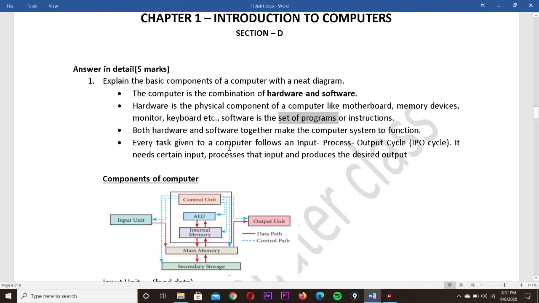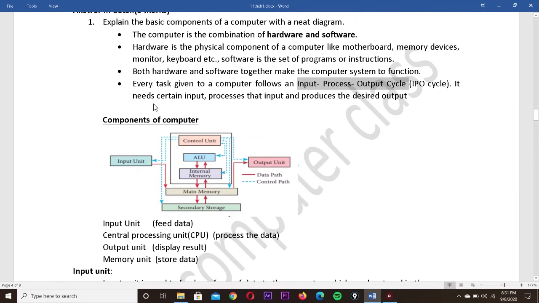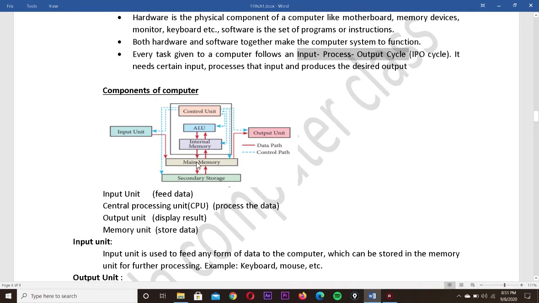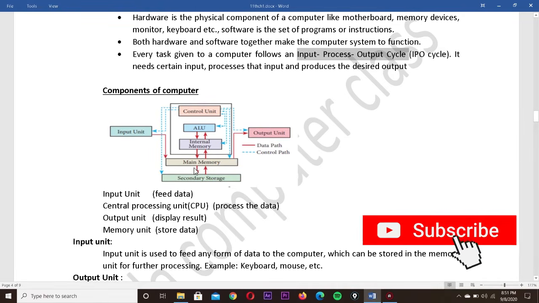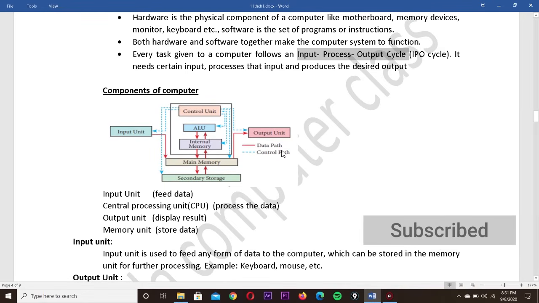Every task given to the computer follows an input process output cycle, the IPO cycle. So input, then it will be processed, then it will give us the output. This cycle is formed in the computer for each and every task, okay. Then this diagram you must draw. If you miss this diagram you will lose 1 mark, okay.